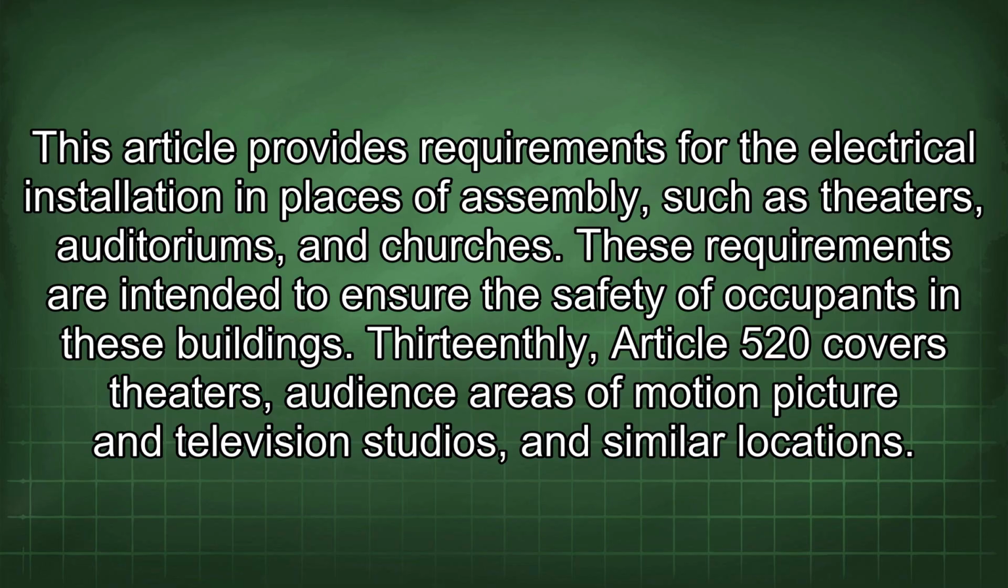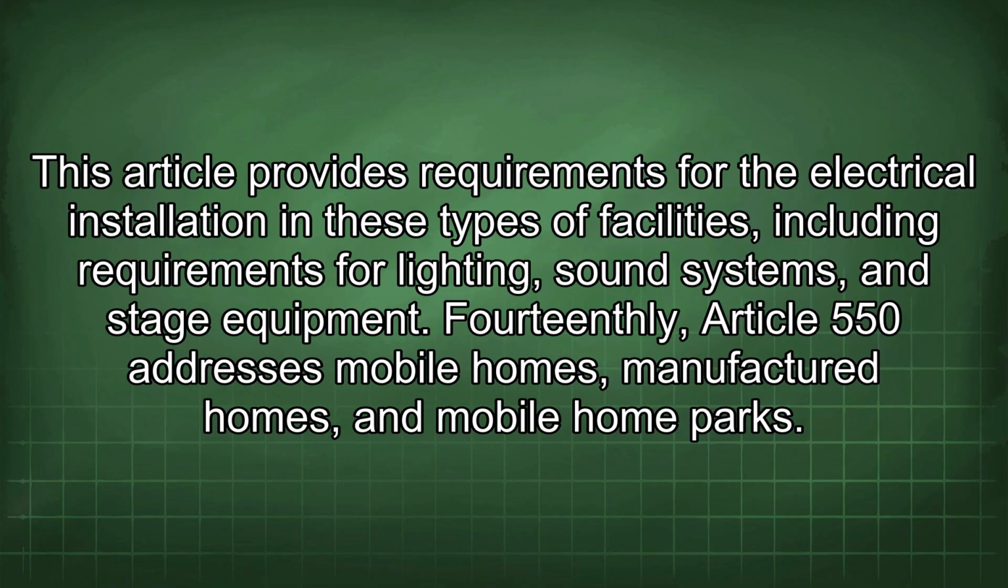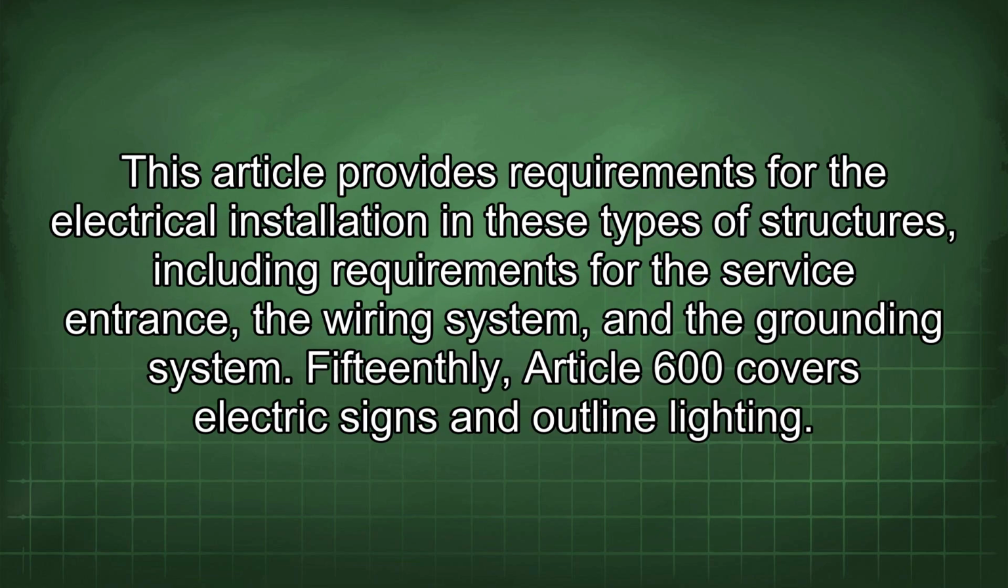13thly, Article 520 covers theaters, audience areas of motion picture and television studios, and similar locations. This article provides requirements for the electrical installation in these types of facilities, including requirements for lighting, sound systems, and stage equipment. 14thly, Article 550 addresses mobile homes, manufactured homes, and mobile home parks. This article provides requirements for the electrical installation in these types of structures, including requirements for the service entrance, the wiring system, and the grounding system.